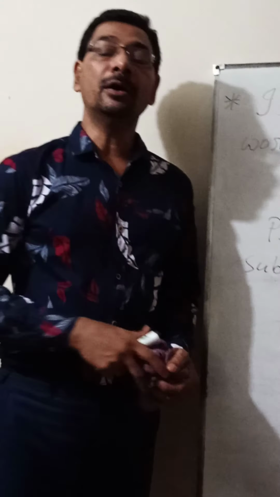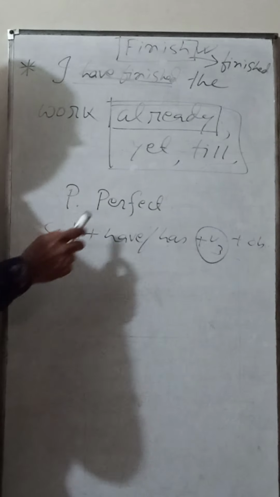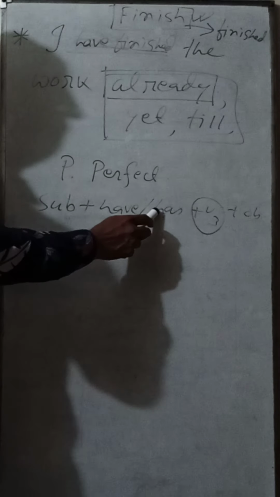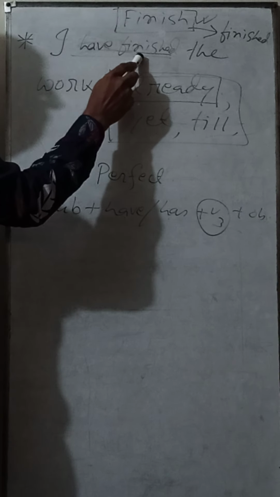You see, this is also an important rule. And if you find a sentence including already, yet, till, this sentence will go to present perfect tense. And what is the structure of present perfect tense? Subject plus have or has plus V3 plus object. And if you find the verb finish, you have to write I have finished, have or has plus V3. Okay? Now I am going to show another rule of right forms of verb.